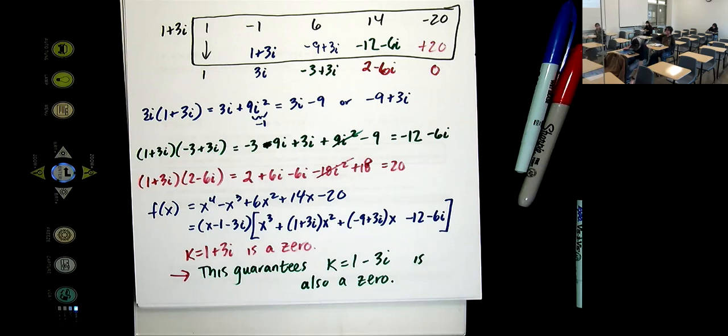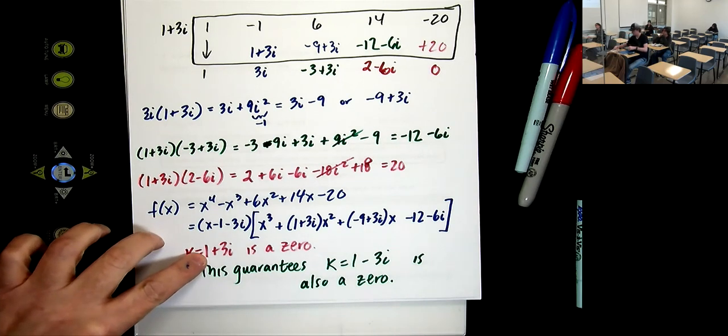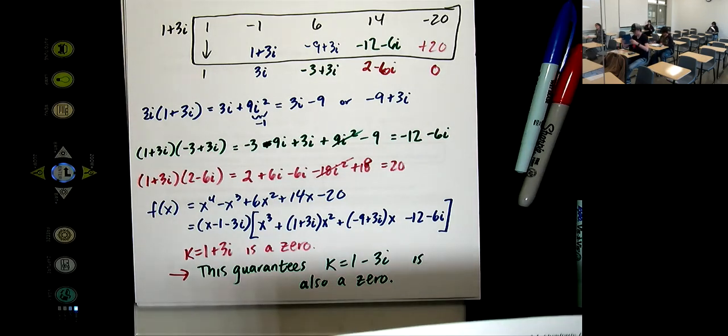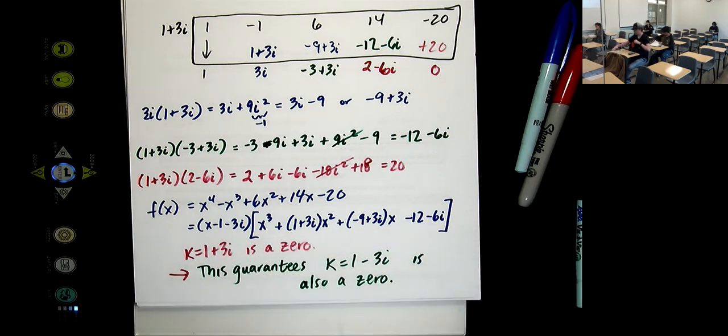So that means that 1 minus 3i should be a 0. We already showed the 1 plus 3i was a 0. That's what we did right here. But now the complex conjugate will also be a 0. Which is pretty cool.